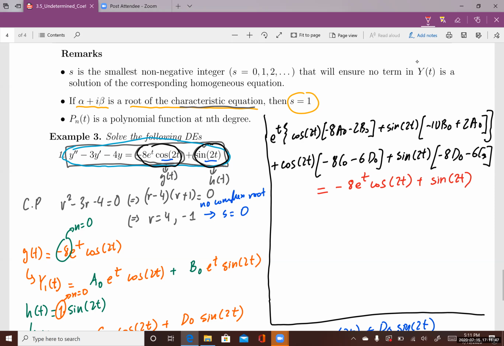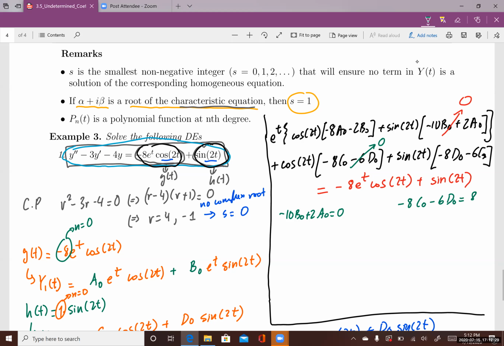As you can see, on the right side we only have e^t and cosine of 2t. That means this term here should be equal to 0, right? If this term equals 0, that means negative 10 b0 plus 2a0 equals 0. Okay. And then on this side, we don't have cosine of 2t itself. So cosine of 2t should go to 0 as well. That means negative 8 c0 minus 6 d0 also equals 0.